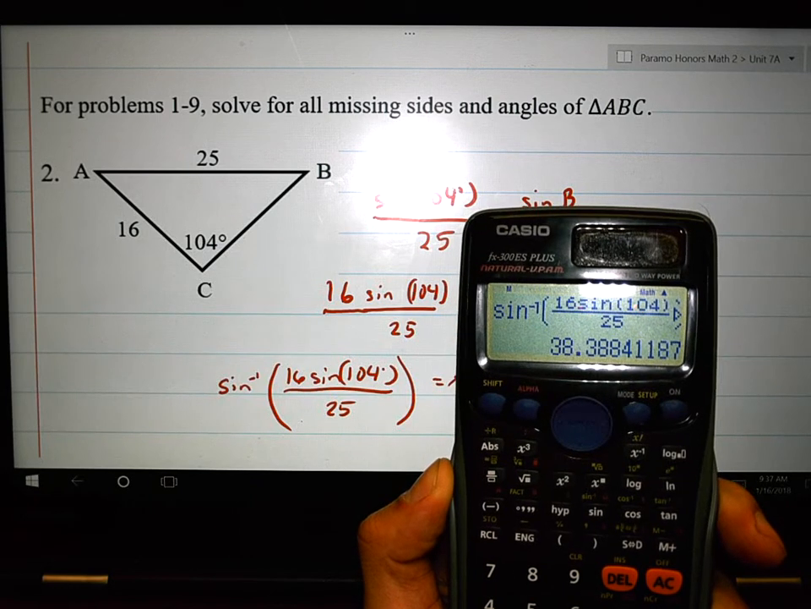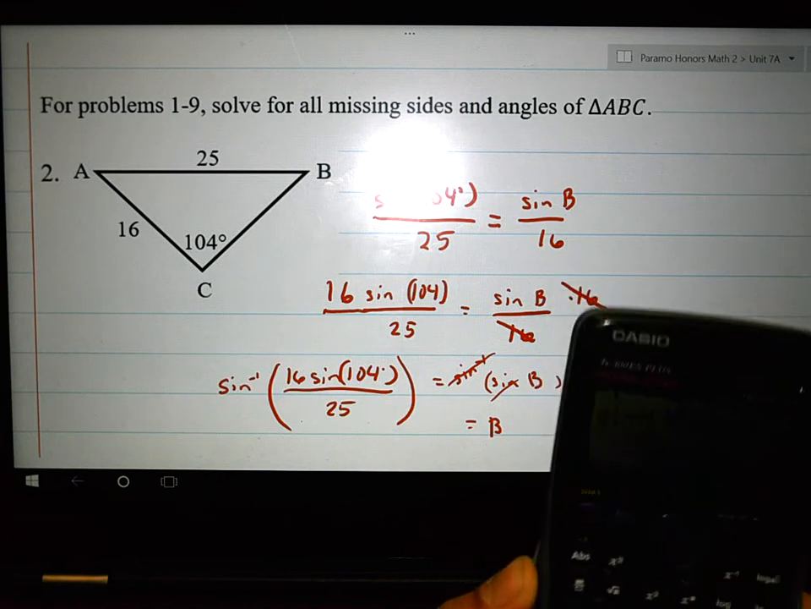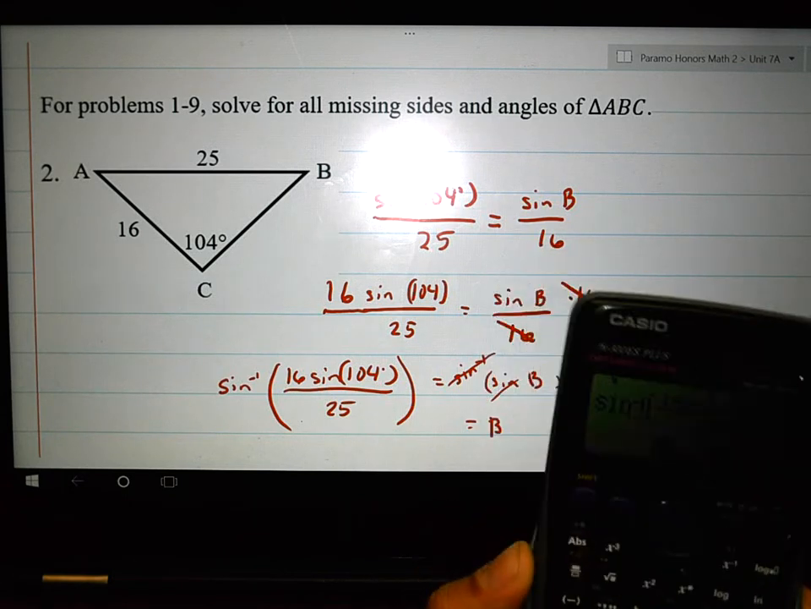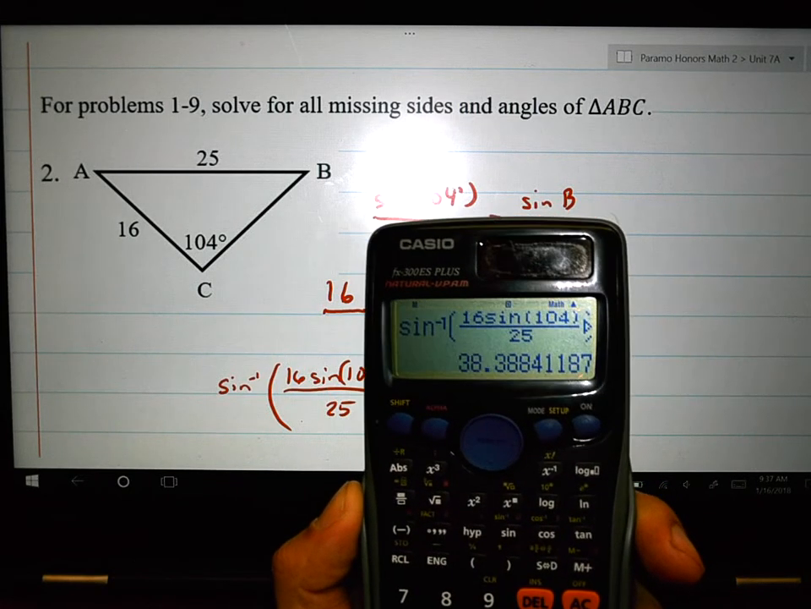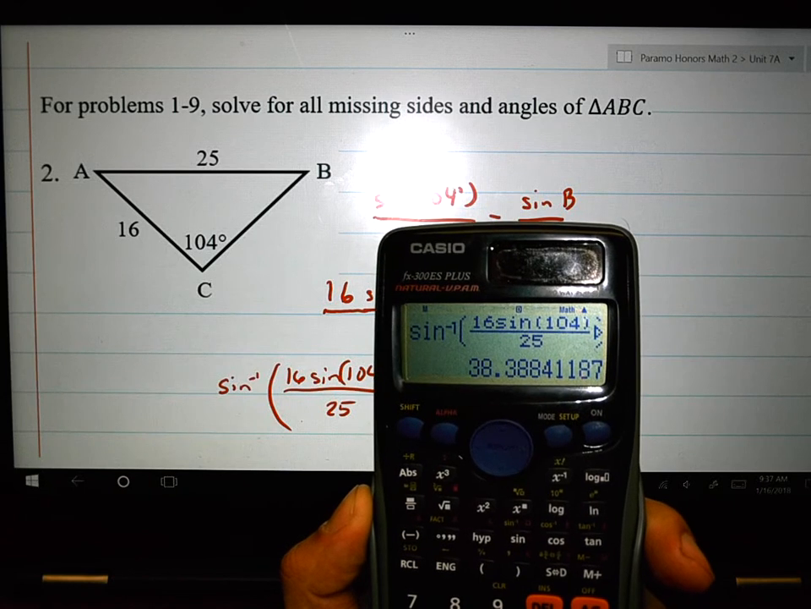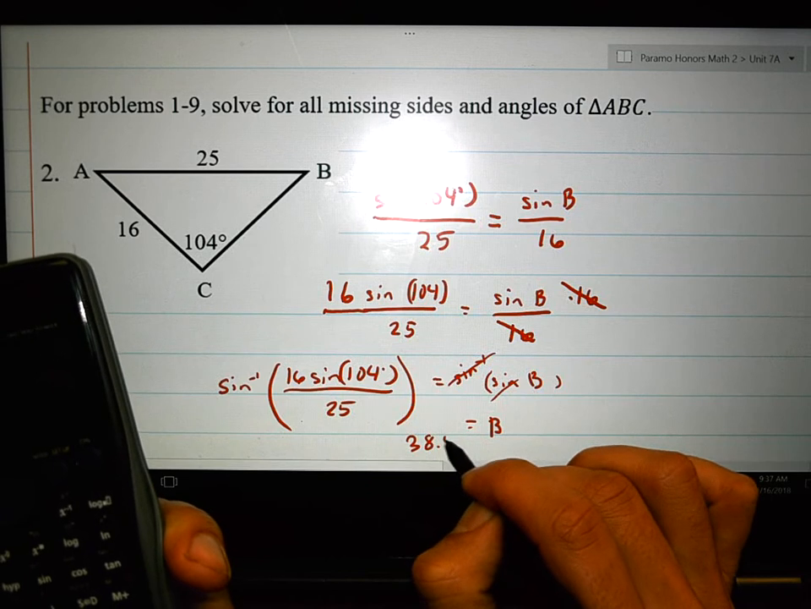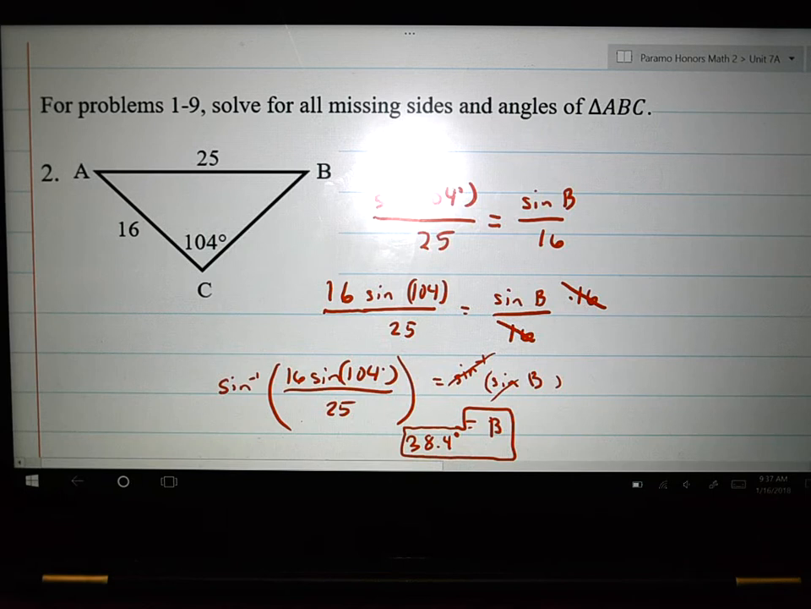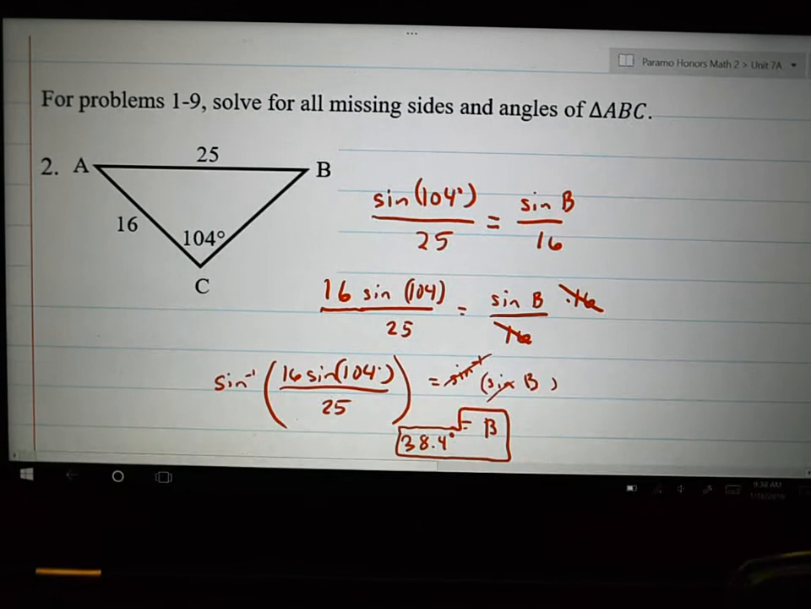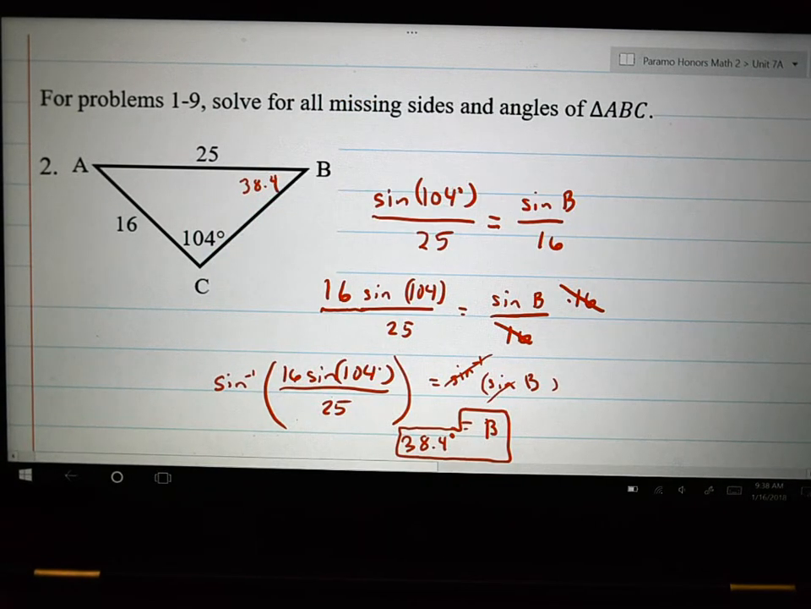Press equals, and I see 38 point something. And what am I going to the nearest? Does it say? Well, if it doesn't say, please use the nearest tenth of a degree. That'll make our lives easier. 38 point, nearest tenth, 38 point what? 4. 38.4 degrees is our angle B. Turn that light back off. 38.4. I can even put it in the picture now.